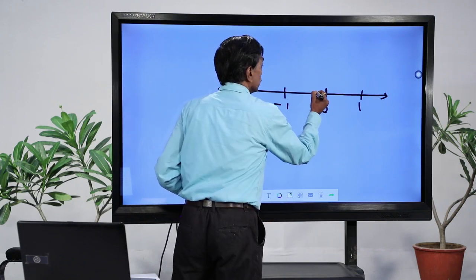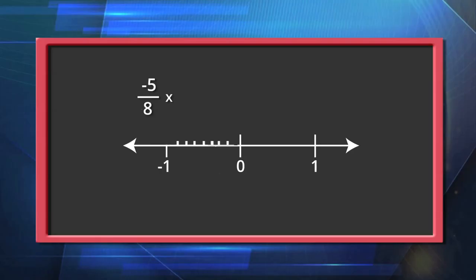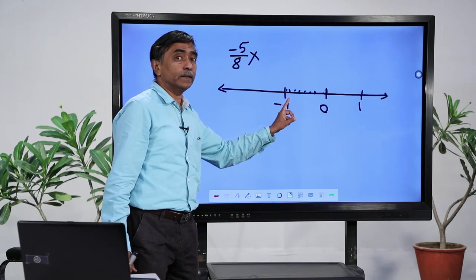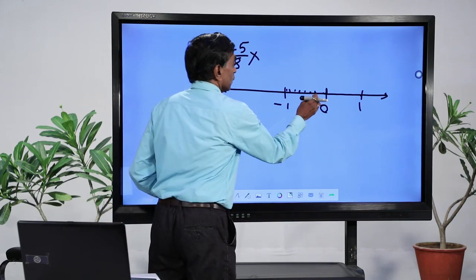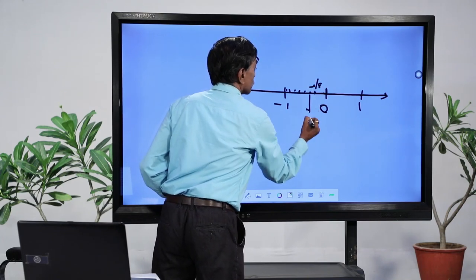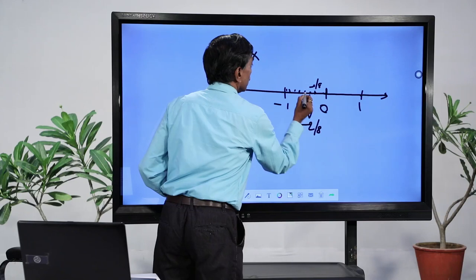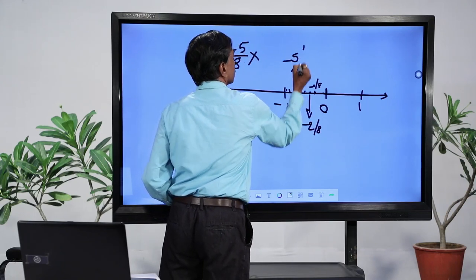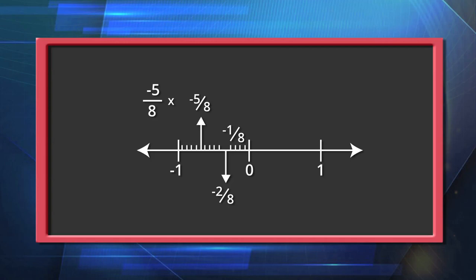So, I divide this into 8 sections. There are 8 sections, you can see 1, 2, 3, 4, 5, 6, 7, 8. And out of these 8 sections, I want the 5th one that will give me minus 5 by 8. So, this is minus 1 by 8, this will be minus 2 by 8, this will be minus 3 by 8, minus 4 by 8, and this will be minus 5 by 8. I have located minus 5 by 8 on the number line.